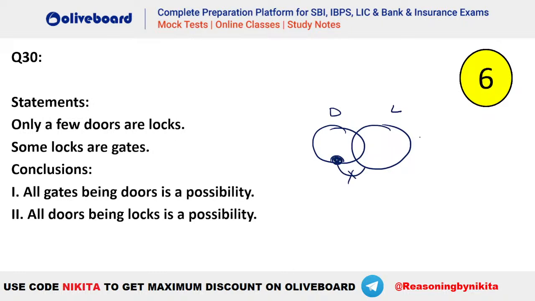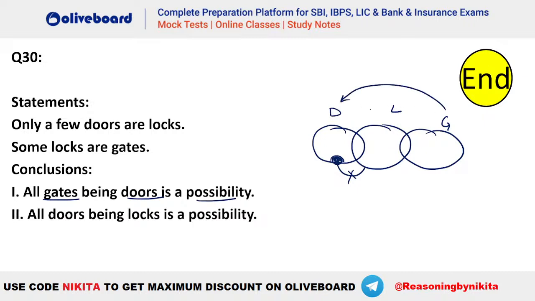Then we have some locks are gates. Okay, some locks are gates will be like this. Now first one says all gates being door is a possibility. Can all gate go inside your door? Absolutely, you can see these two are independent of each other. So this is absolutely possible. Similarly, all doors being locked is a possibility. This is going to be wrong. Why? Because we have only a few between door and lock. So there is a definite portion of door which should never be a part of lock. Right? So all doors going inside lock is not a possibility. So this is going to be wrong. So the answer to this question has to be only one.